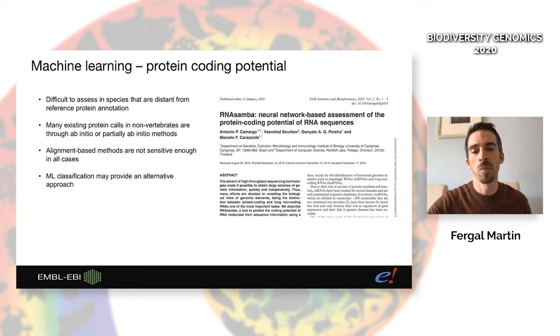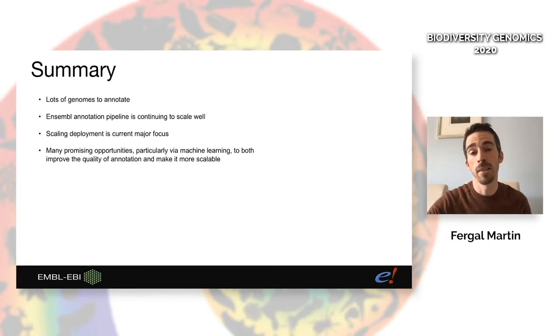And that's just a couple of examples. There are loads of other potential ways we can improve annotation through machine learning. So to summarize, there are lots of genomes to annotate. There will continue to be lots and lots of genomes to annotate.